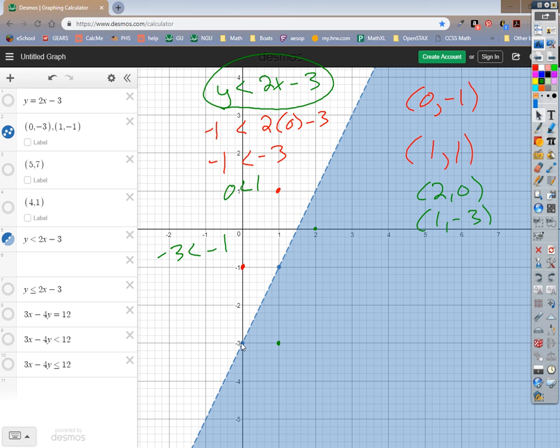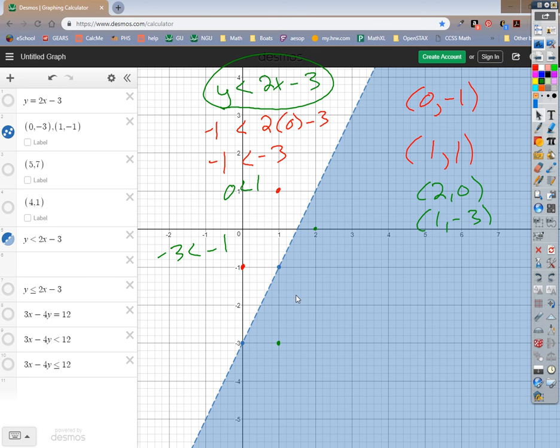Right, those are the two dots I should have drawn through, right? I think I erased them. They were up here earlier. Yeah, the blue ones, right there. So notice it's a dashed line, and I'm shading everything on the side that includes those points, right?